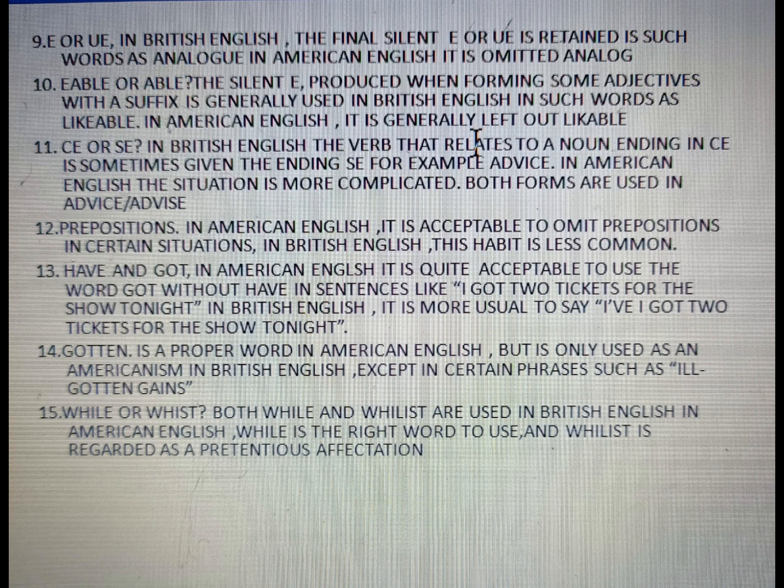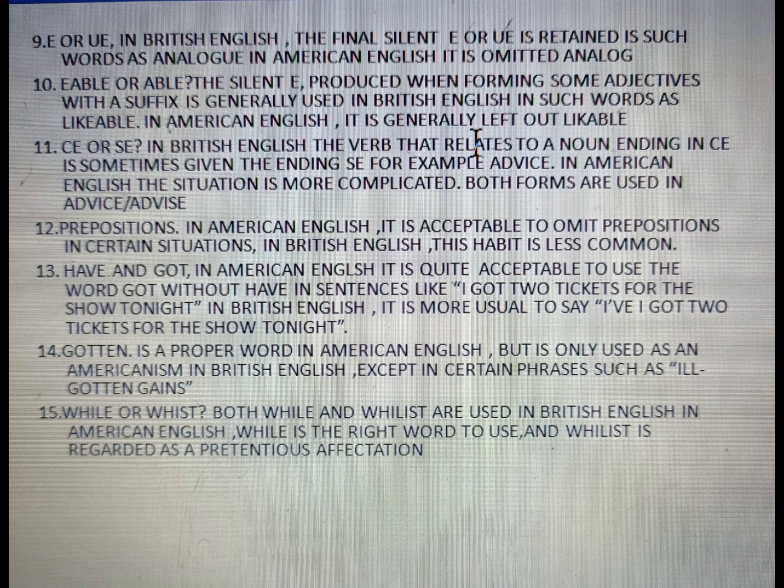Prepositions. In American English, it is acceptable to omit prepositions in certain situations. In British English, this habit is less common. Have and got. In American English, it is quite acceptable to use the word got without have in sentences like I got a ticket for the show tonight.